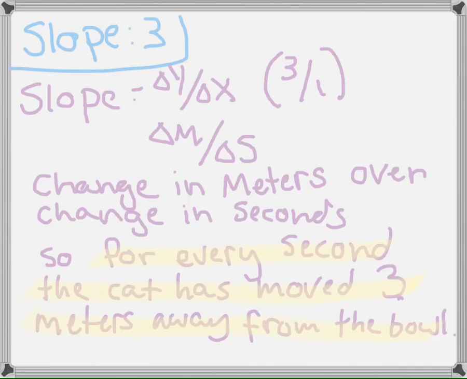The fourth problem asks us, what does the slope mean in terms of distance to the cat's bowl? So remembering our slope is 3, and slope equals the change in y over the change in x, or in this problem, the change in m over the change in s, so 3 over 1. So the change in meters over the change in seconds. So for every second, the 1 here, the cat has moved 3, the y here, meters away from the bowl.